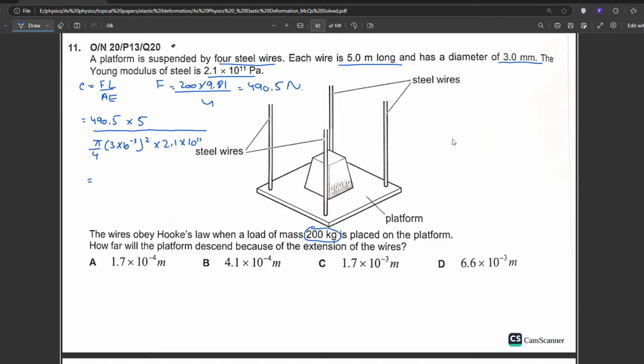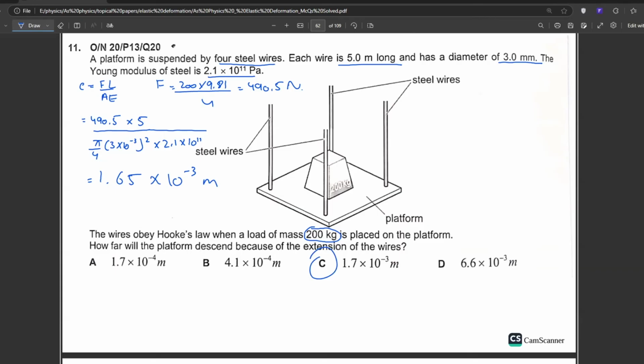490.5 into 5 divided by what? Pi upon 4 into 3 into 10 raised to the power of minus 3 whole square into 2.1 into 10 raised to the power of 11. What does your extension of the wire come out to be? 1.65 into 10 raised to the power of minus 3 meters. Any options like that? C is your option.